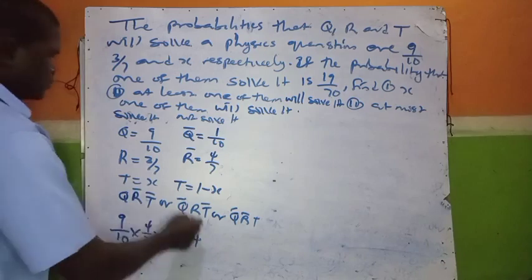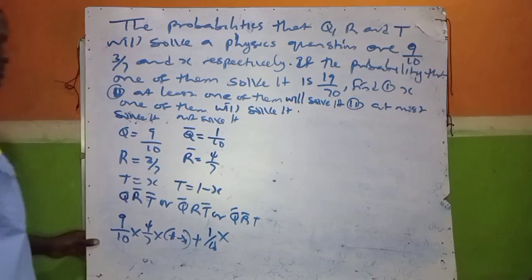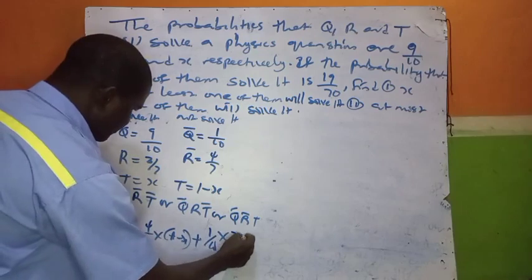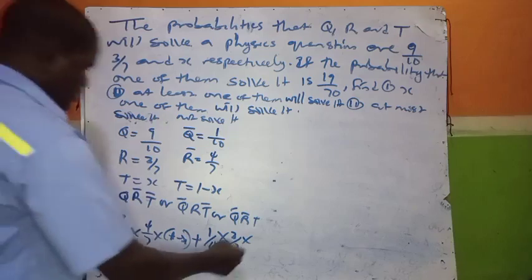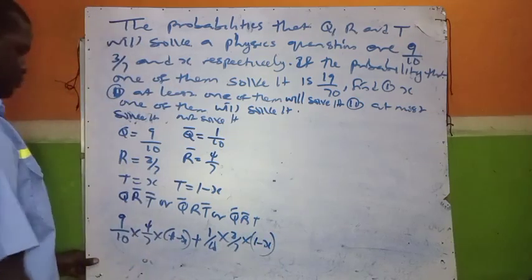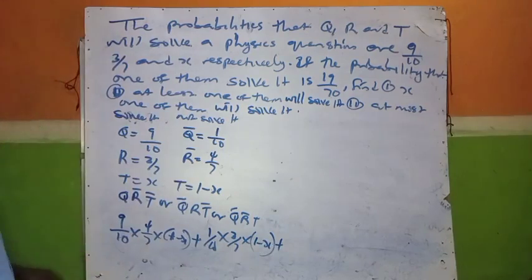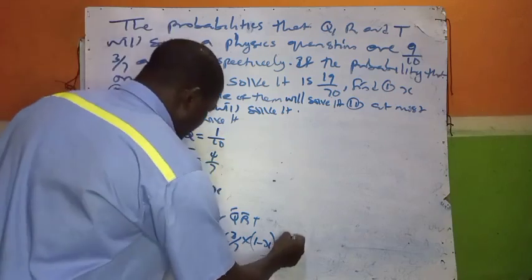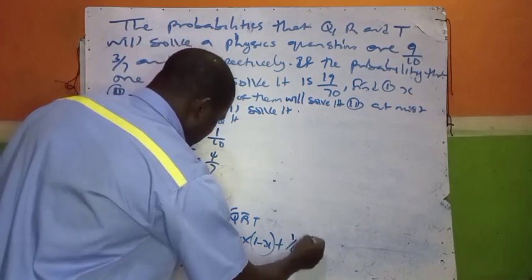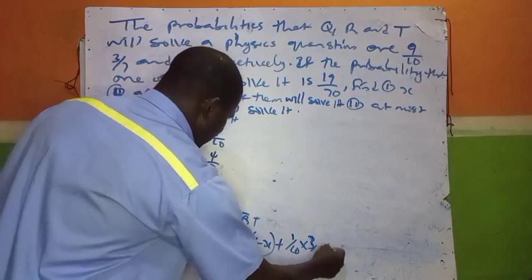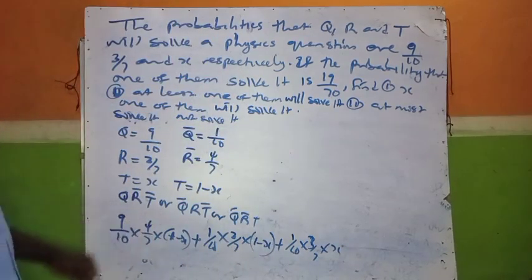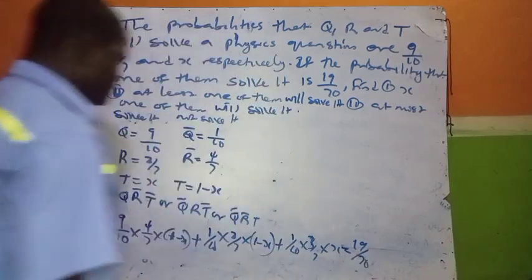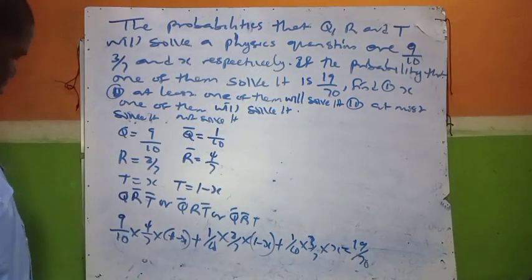Q doesn't solve it, so you have 1 over 10 times R. R can solve it, that's 3 over 7 times 1 minus x. Then plus T can solve it, the rest cannot, so you have 1 over 10 times 4 over 7 times x, because that one solves it. So this one altogether gives you 19 over 70, according to the question.